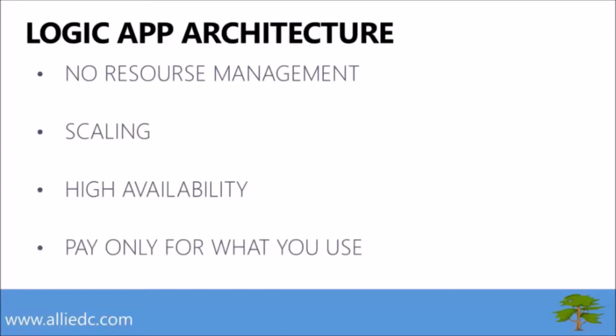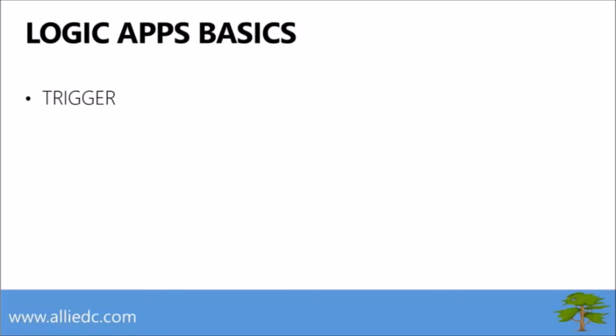Let us now talk about the 4 components of Logic App. First one is the trigger. This is the first step. It initiates or triggers the Logic App process. When a file is received, we trigger the Logic App. Actions are what you do in a Logic App. It has one or more actions.